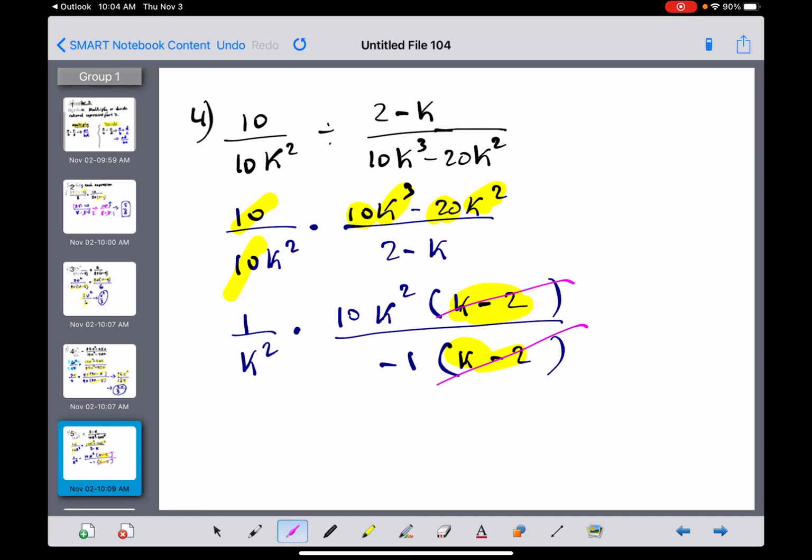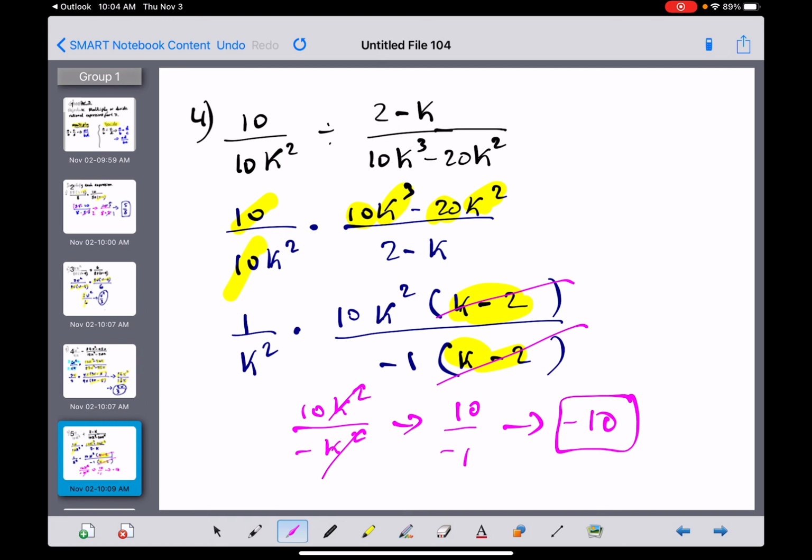Then what you have left on top is 10k squared over negative k squared. So the k squared cancels out. Then you have 10 over negative 1, which is negative 10. Okay? So I hope you understand that part because I know it's kind of confusing.